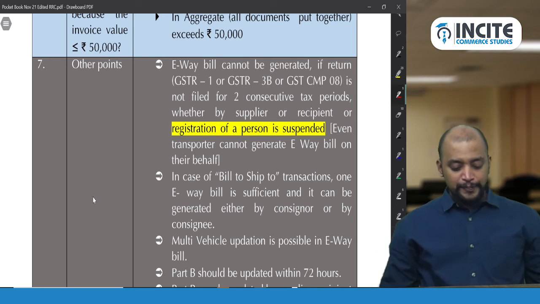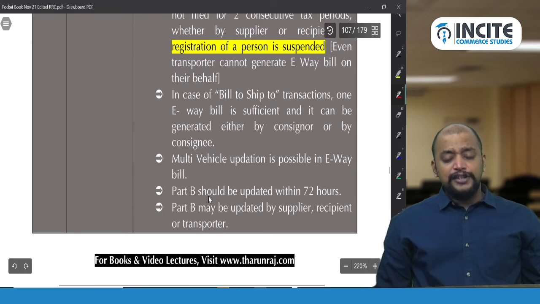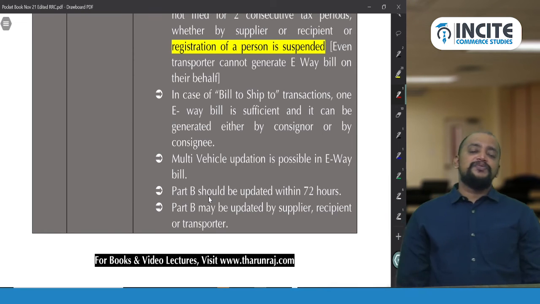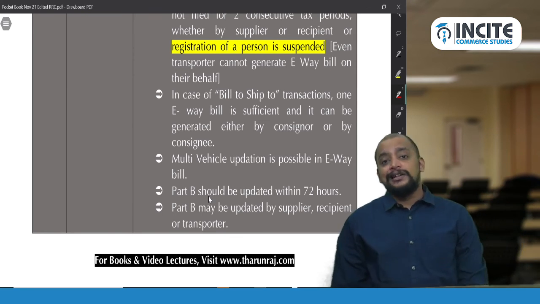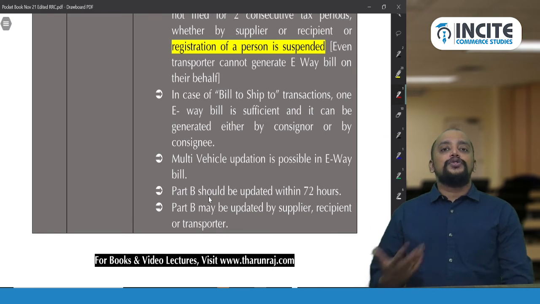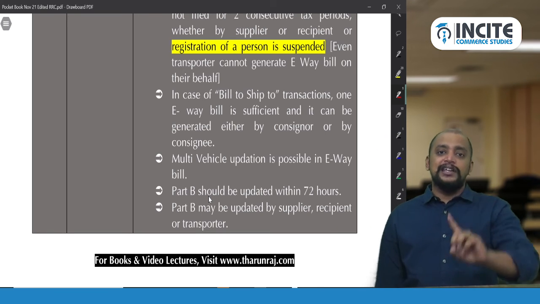That is this point. Then in case of bill to ship to transaction, there are actually two supplies. The first supply is between the original supplier and the billing address. The second supply is between the billing address and the shipping address. So even though there are two supplies, there is need of only one e-way bill.